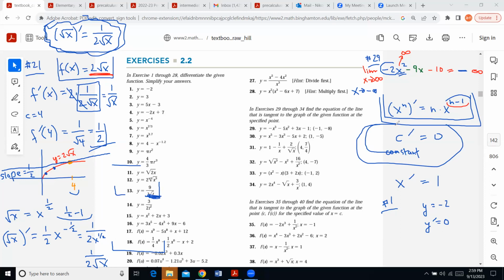How about exercise number 8 with a negative power involved? Well, it doesn't really matter. Positive or negative power, all you do is just subtract 1 from it, right? So 4, and then there's x to the power of negative 1.2. Okay, so I take the derivative of 4, and that's going to be 0. Again, because it's a constant, doesn't matter. It's 4 or -2, whatever it is.